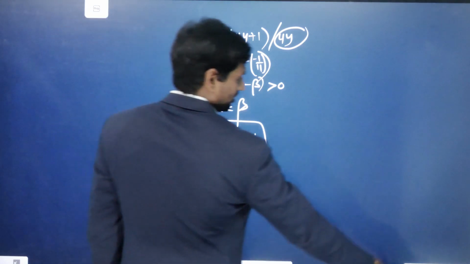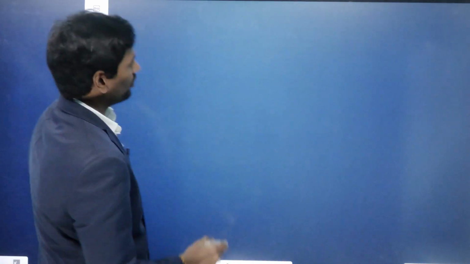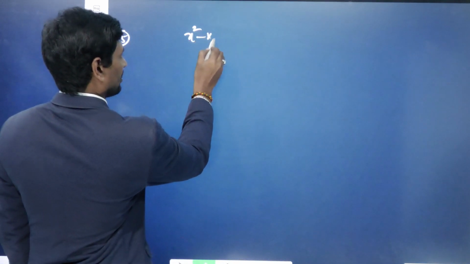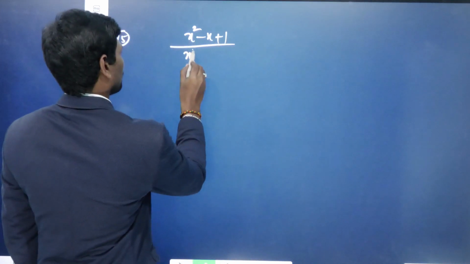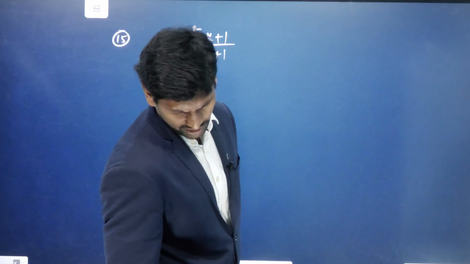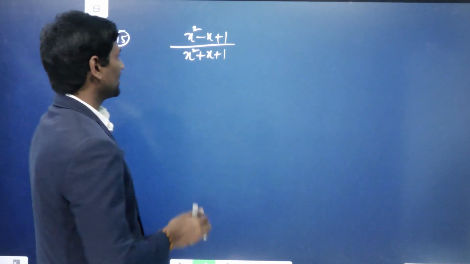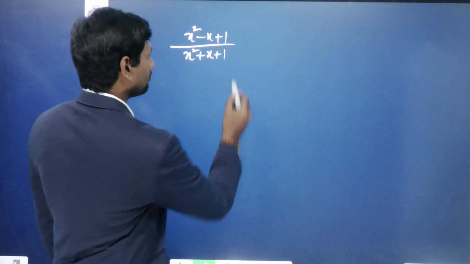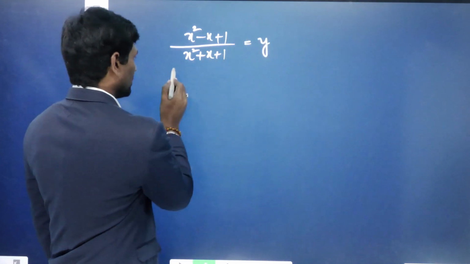This is also the same as this. The maximum value has to be found. The quadratic expression given is x square minus x plus 1 divided by x square plus x plus 1. So here also we need to find the maximum real value. Let us identify this. Same as the previous problem, consider it as equal to y.